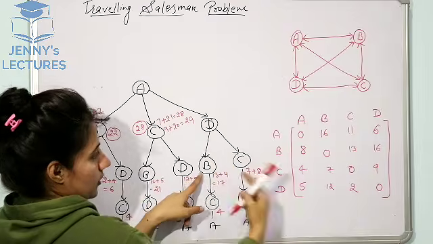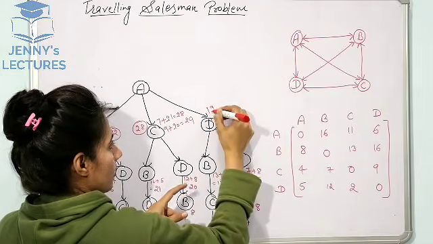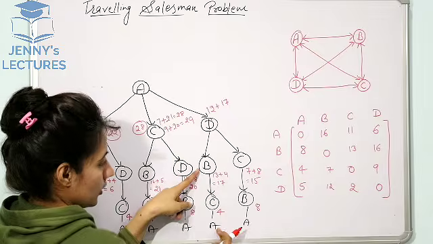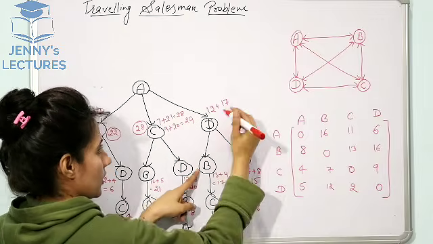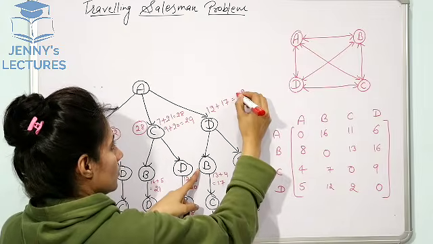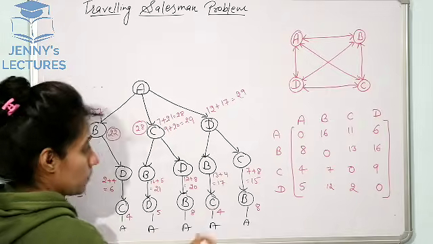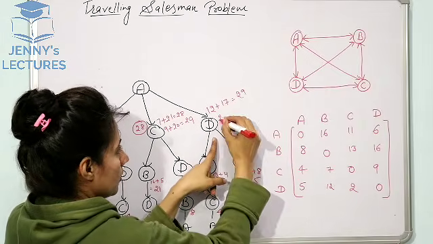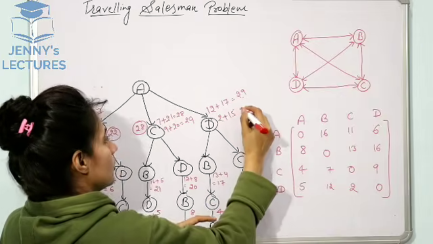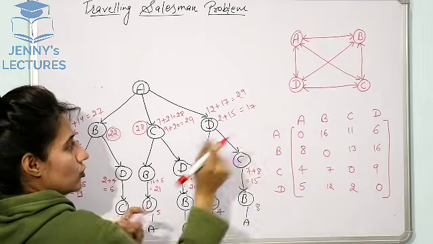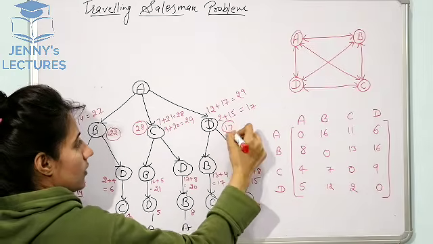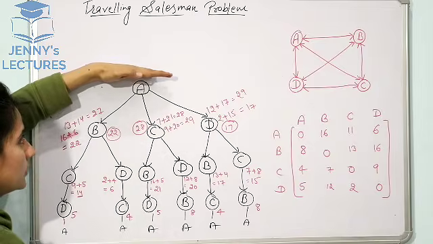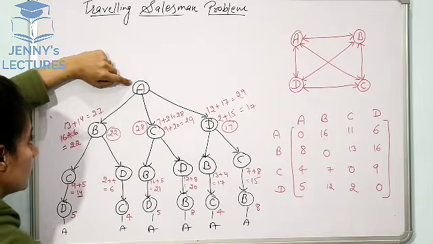Now from D to B, 12 plus this one is 17. We have already calculated from B to A. So we will take this one, we will take the total 17. And this one is 29. Now this route D to C, 2 plus 15, and this one is 17. So out of these two, which one is minimum? 17. Then finally we will take 17.